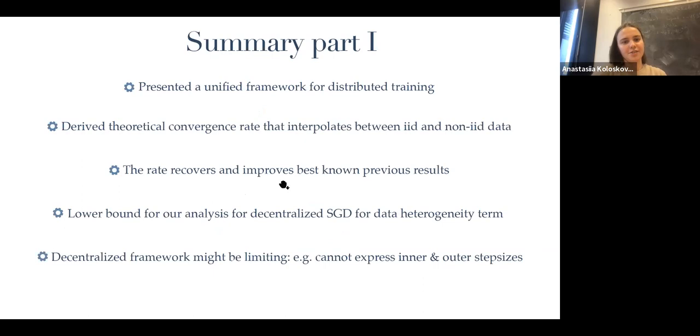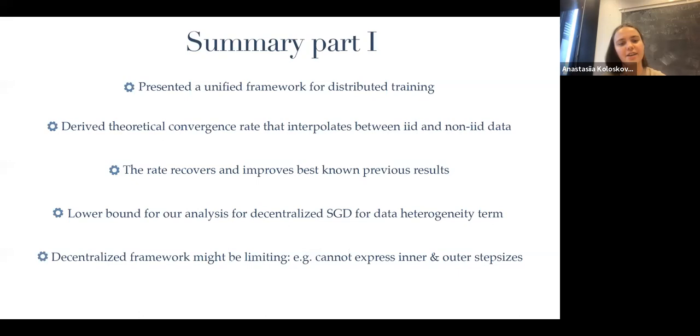So as a summary of this first part, we presented this unified framework, and it unifies centralized algorithms and decentralized algorithms. You can view a decentralized algorithm as something in between completely local steps and full communication. We also derived a theoretical convergence rate which takes into account heterogeneous data, and this rate recovers and improves previous results. We also provided a lower bound, which says that for these algorithms you cannot remove this heterogeneity term, but only in the strongly convex case, though it should hold in all our cases as well.